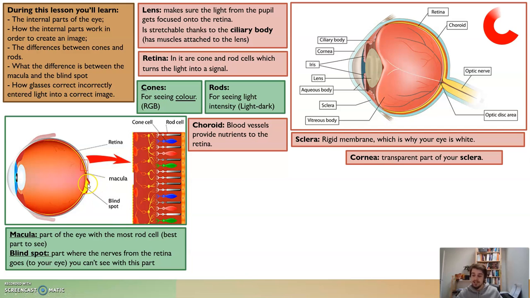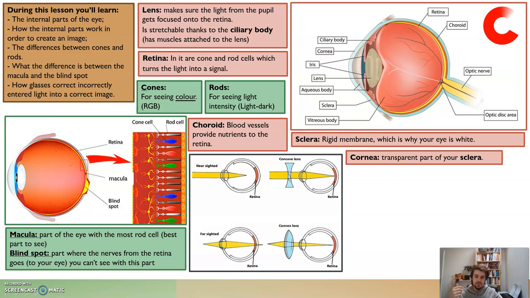Then we have the blind spot, and the blind spot is the area where all of the nerves coming from the cones and the rods are combined together. This is a part where there aren't any cones and rods, therefore you can't see in this particular area. But don't worry about it, because even though within your field of vision you have tiny parts where you can't see at all, your brain kind of makes it up for you.